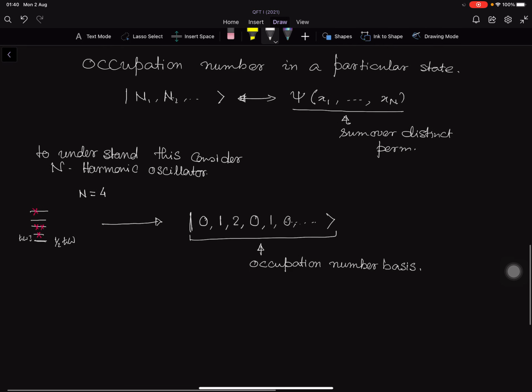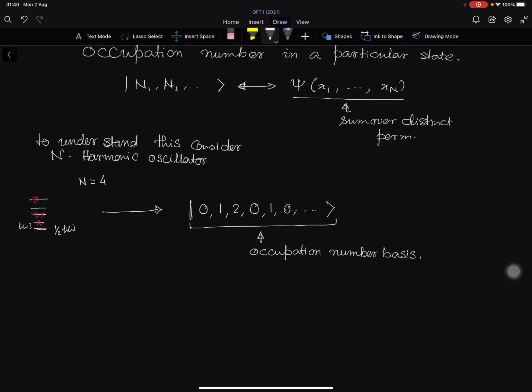The advantage of this basis is that the bosonic statistics is inbuilt into it, because here, to begin with, we never talk about even distinguishing the particles. We never refer to a label of the particle.